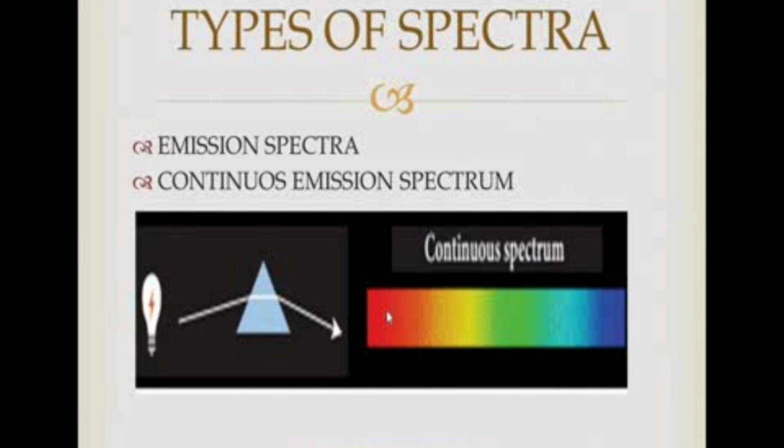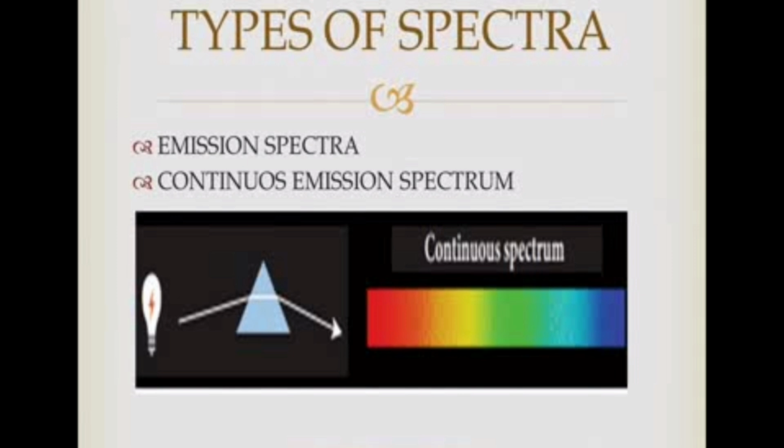Among the types of emission spectra, the first one is the continuous emission spectra. It is the light that comes from incandescent light. Incandescence means solids emitting light at a very high temperature. When solids are at a very high temperature, they emit light. The incandescent lamp produces white color light, and when that white light passes through the prism, it divides into 7 colors. This is called the continuous emission spectra.